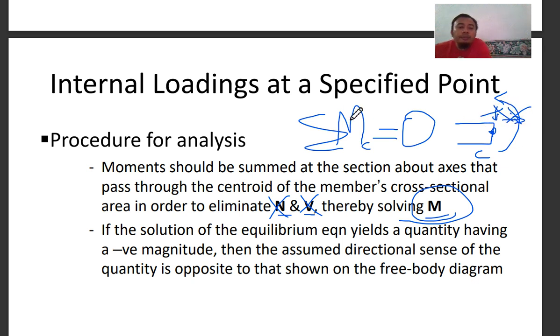If the solution of an equilibrium equation needs a quantity having a negative magnitude, as I said before, then the assumed directional sense of the quantity is opposite. So if you have negative answers, then the direction is opposite. If you have negative moment, it is in the opposite direction. So that's how you determine the internal loadings, internal moments.